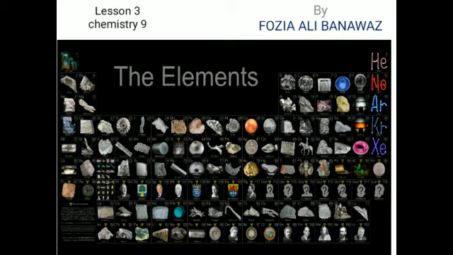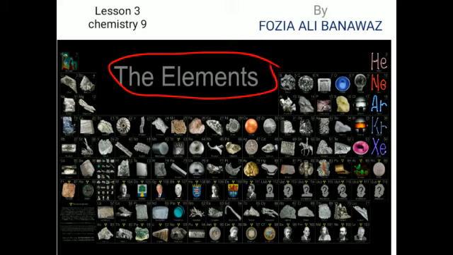In the previous two classes, we talked about chemistry, its branches, and we also discussed in the second class about matter and its properties. Now, today we will proceed with the same concept to understand the elements. It's a table showing more than 100 materials which are naturally occurring in the earth crust. Let me zoom in to show you what they are.